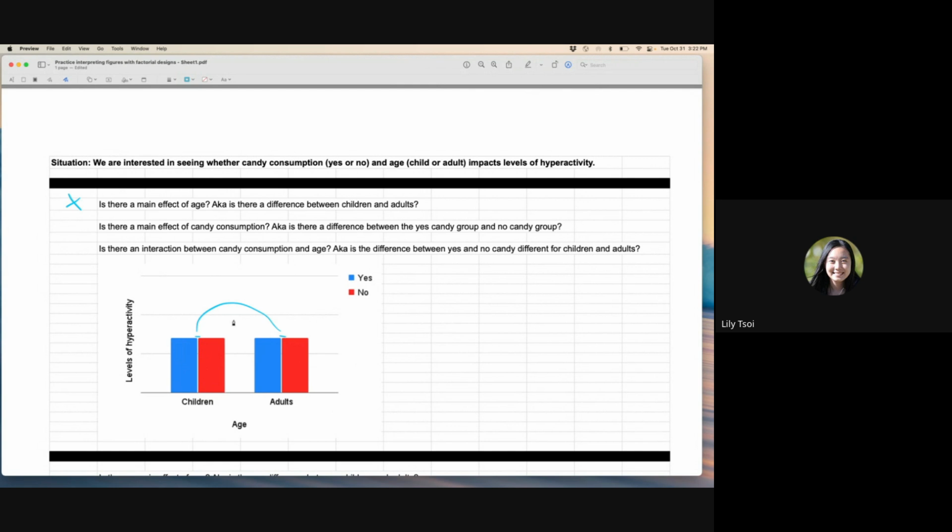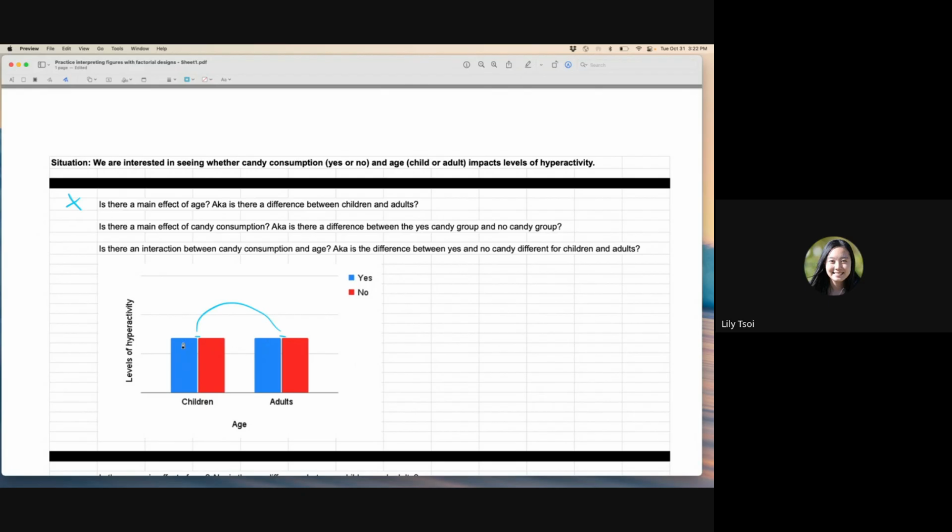Is there a main effect of candy consumption? In other words, is there a difference between the yes candy group and the no candy group? The yes candy group is in blue and the no candy group is in red. So what we're trying to ask here is, is the mean for the blue bars different from the mean of the red bars? So let's take a look.